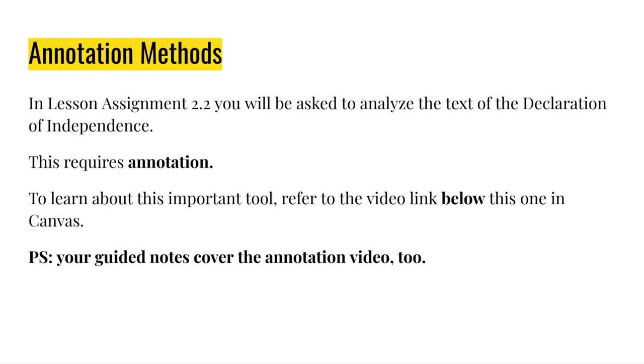Now, finally, to conclude, in lesson assignment 2.2, which you're about to undertake, you will be asked to analyze the text of the Declaration of Independence. Part of this will require that you annotate the text. For more information on annotation, I'm going to refer you to the next video link in Canvas. It should be right below this one. So again, go to Canvas. In this video, you will learn the purpose of annotation and how it can be done for any sort of text. I hope you find it useful.